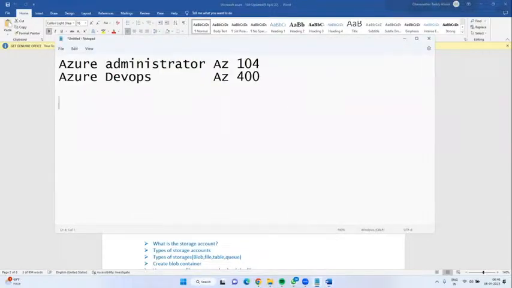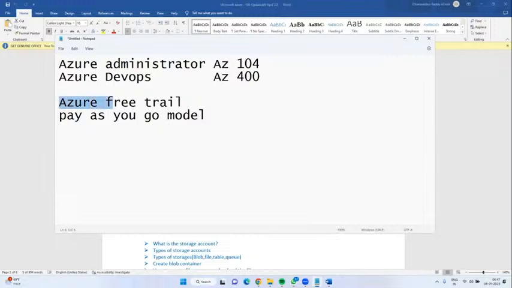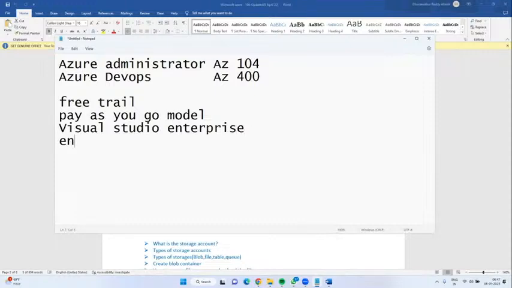First thing I can say, Azure free trial. What is that? Azure free trial that you are going to use now. Next, we will have the pay as you go model. Next, Visual Studio Enterprise. Also we have Enterprise subscription, Azure Enterprise. Then Visual Studio Developer Edition.